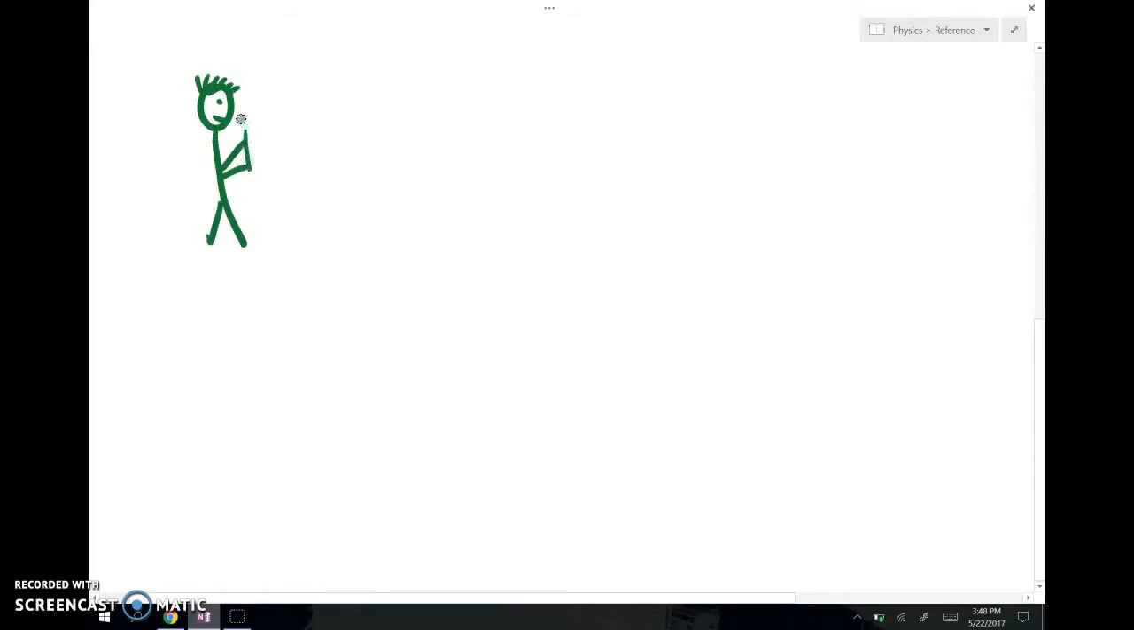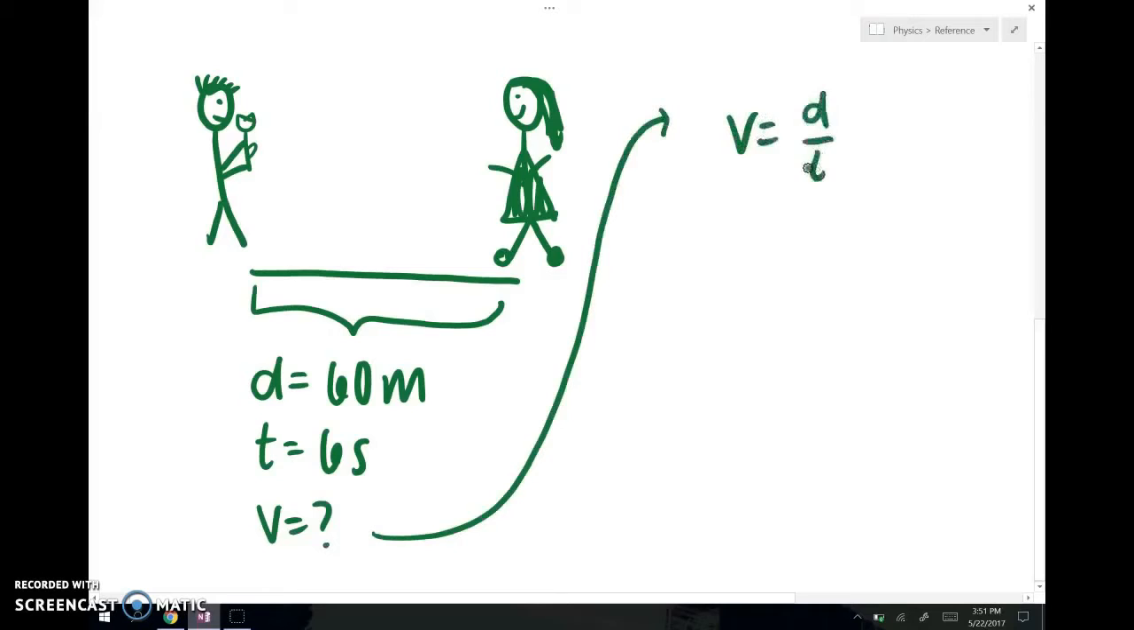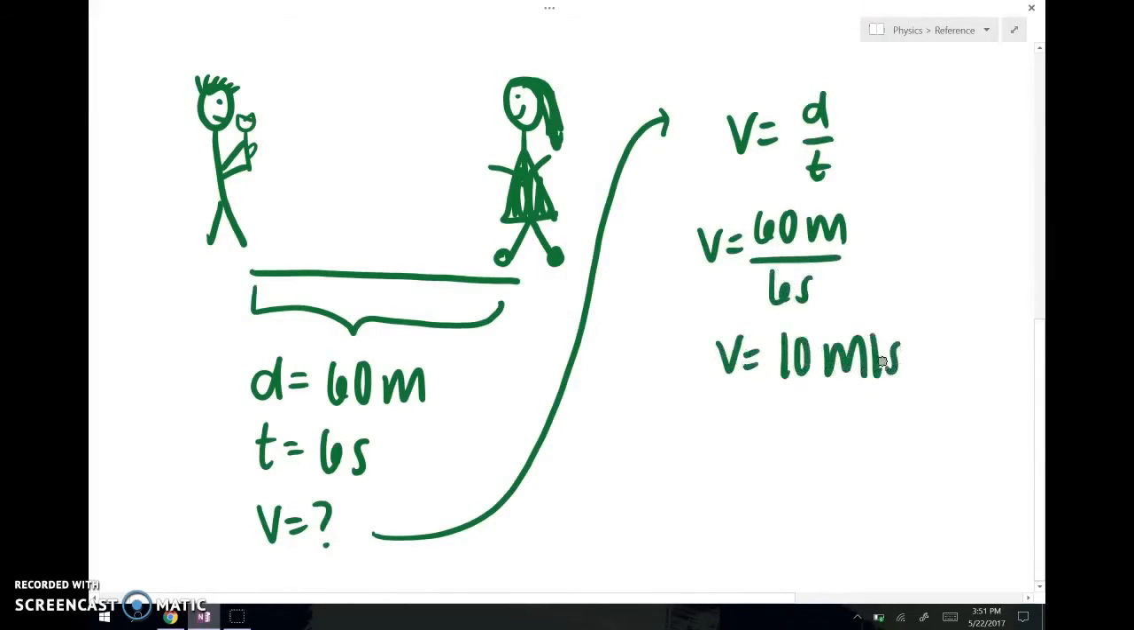So our example today is Jacob Sartorius with a rose headed to Katie Anderson at Mercy Prom. Looking all cute, Katie. And he's going to travel to Katie a total distance of 60 meters in a time span of 6 seconds. So in order to find his velocity, we would use the formula v equals d over t. And after plugging in the values, we would get v equals 10 meters per second.